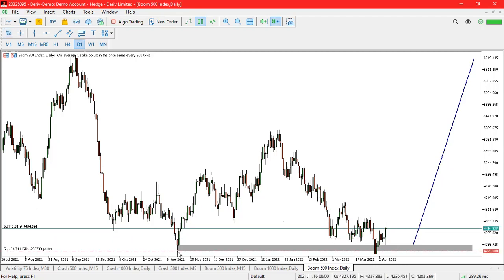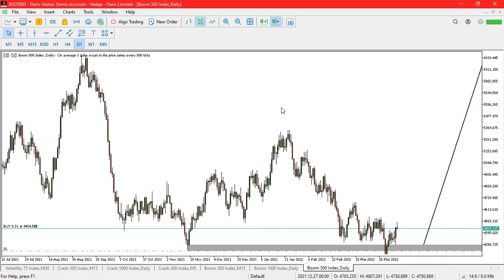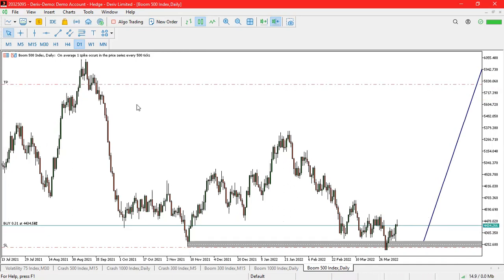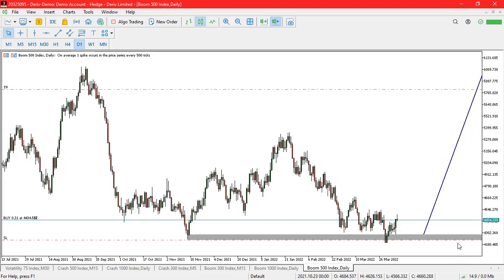Set stop loss, losing 60 USD to gain how much? This is very important. To gain how much? 500 USD. You see, and it's going to go for some time. This is a daily chart. You don't have to keep checking your platform, guys. You just place trades there and forget about your platform.